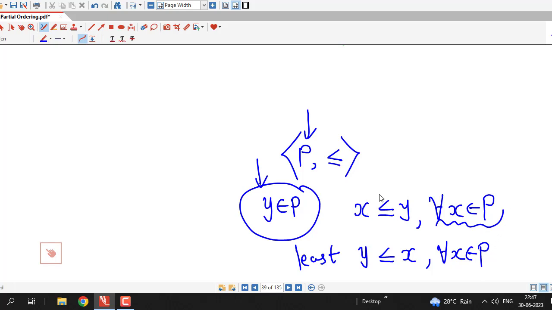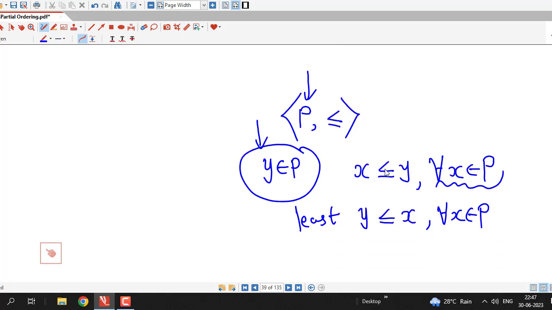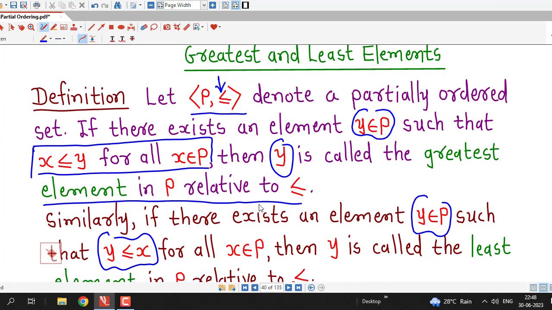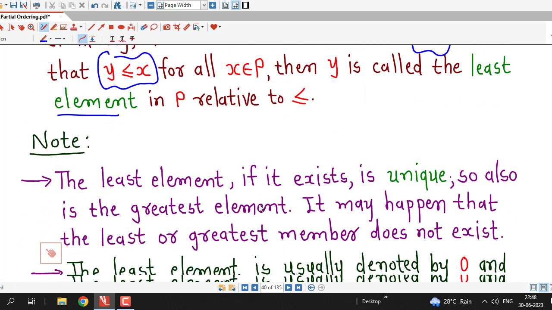Now it is not necessary that we always have greatest and least elements in a given set. Sometimes we will have a greatest element in a given set and the least element does not exist. Sometimes both do not exist. Sometimes both will exist. And greatest and least elements, if they exist, are always unique. There is only one greatest element as well as only one least element in a given partially ordered set.